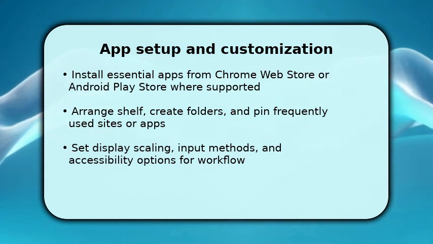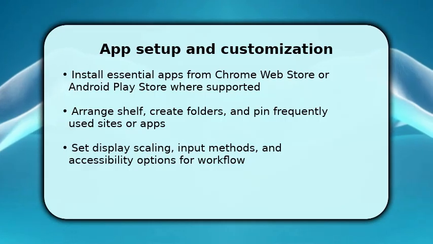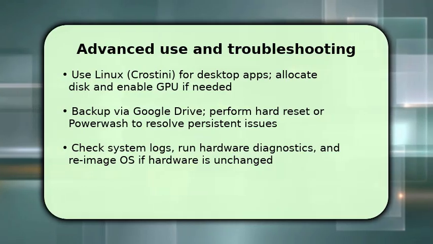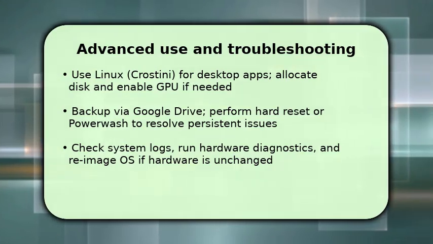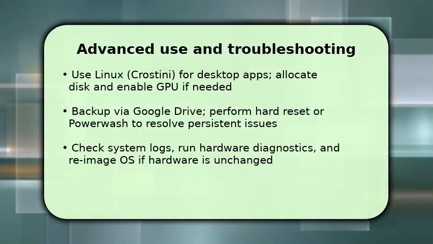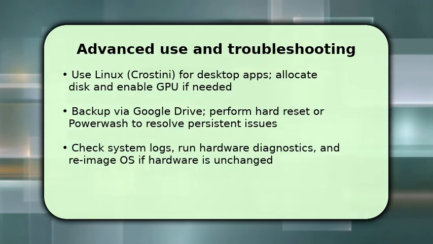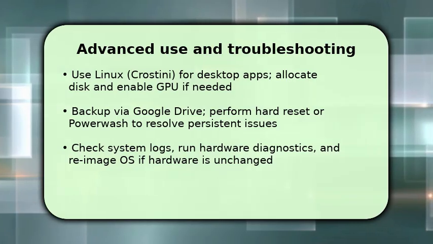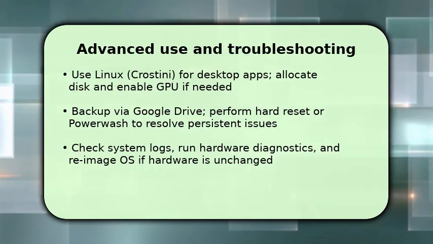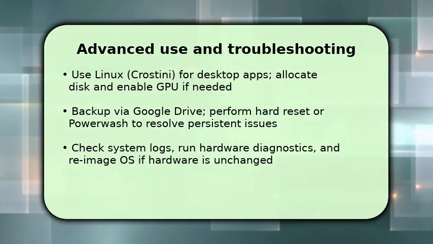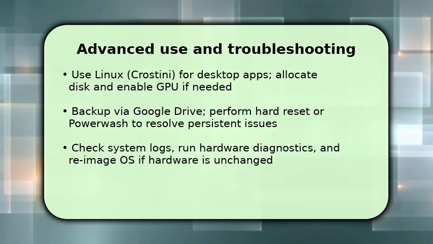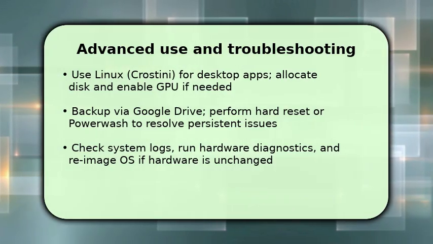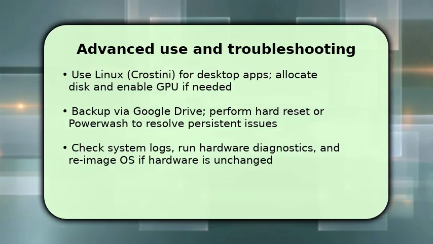You finish by enabling advanced features and knowing how to recover when things go wrong. Enable Linux, Crostini, to run desktop apps. Allocate enough disk space and enable GPU support for heavier workloads. Backup important files to Google Drive before making major changes. If problems persist, try a power wash to reset settings and only re-image the OS after hardware diagnostics. If issues remain, consult system logs to identify failures. This methodical approach.